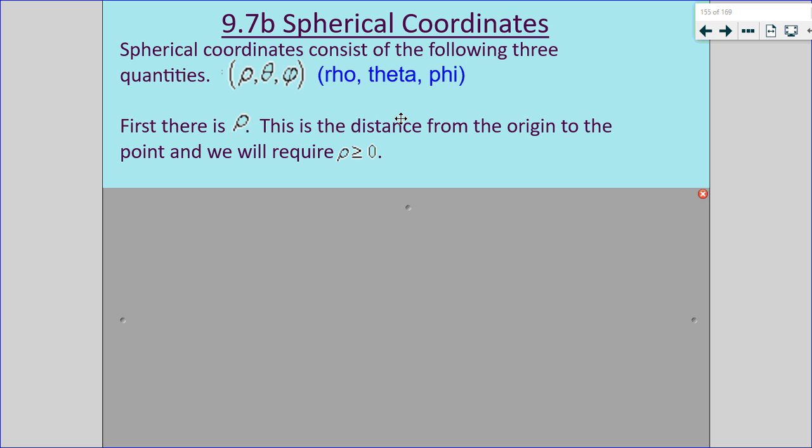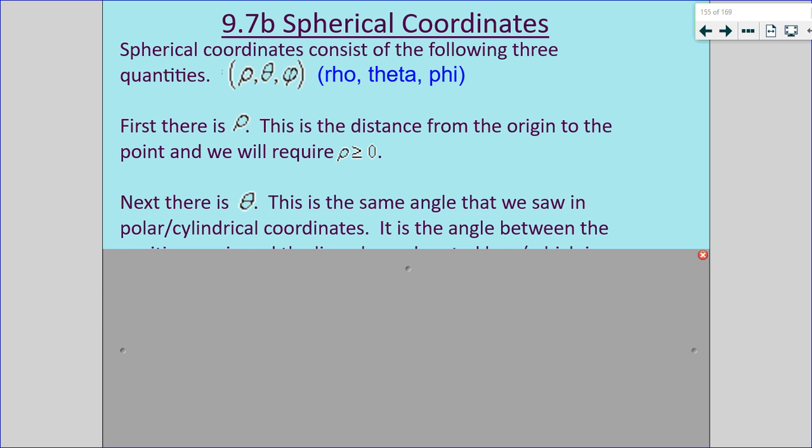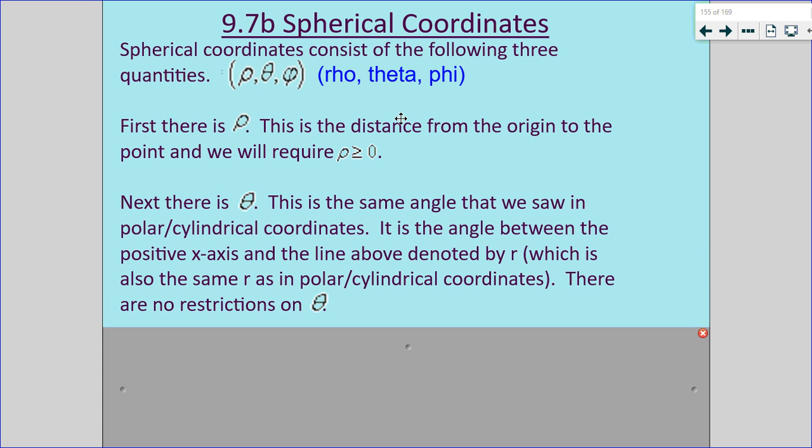Okay. So first there is rho, and rho is defined as the distance from the origin to the point. So it's just an as the crow flies distance from the origin to the point. Rho is defined as a non-negative quantity, greater than or equal to 0. Theta is the same theta that we used when we were dealing with both polar and cylindrical coordinates. It is the angle that is made with the positive x-axis as you create a shadow of that line in the xy plane. No restrictions on theta. Theta can be positive or negative.